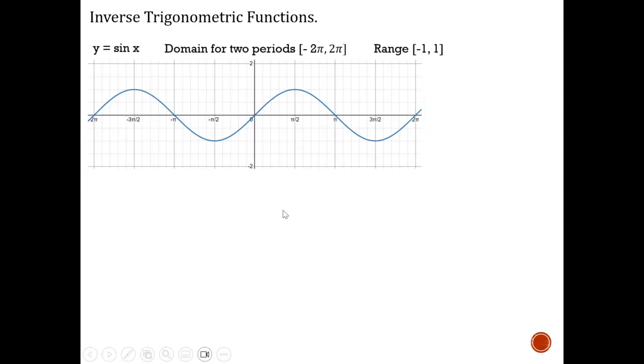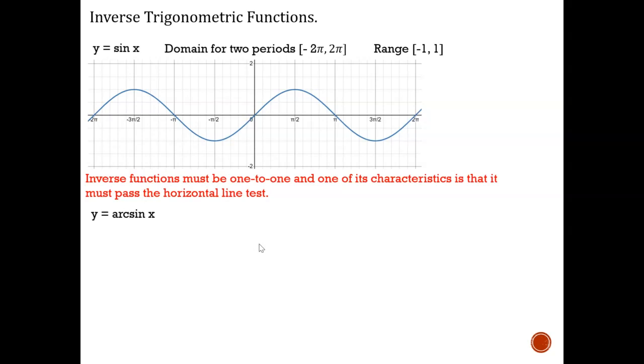Okay, now if you can recall, inverse functions must be 1 to 1. In other words, one of the main characteristics is that it has to pass the horizontal line test. So if you notice, say that I put an imaginary line all the way across, it's going to hit the graph at more than 1 point, which means it doesn't have an inverse. But if I can adjust the domain to have an inverse, we can do that.